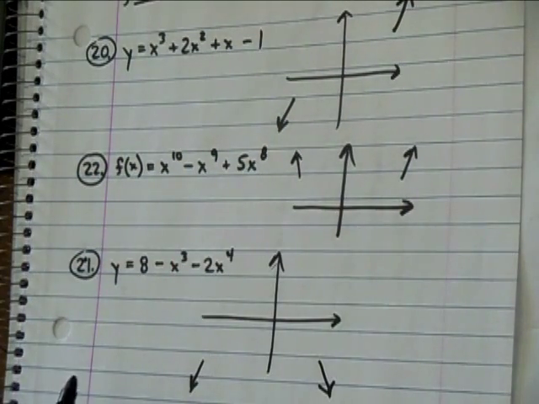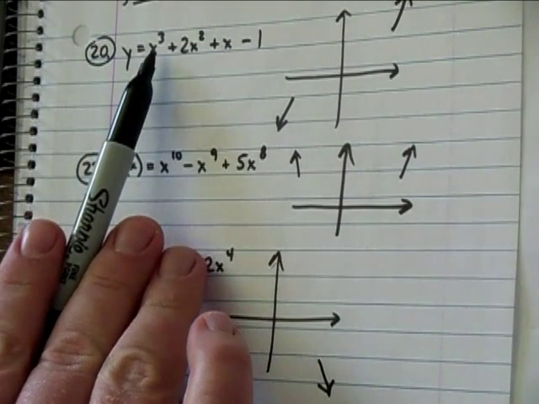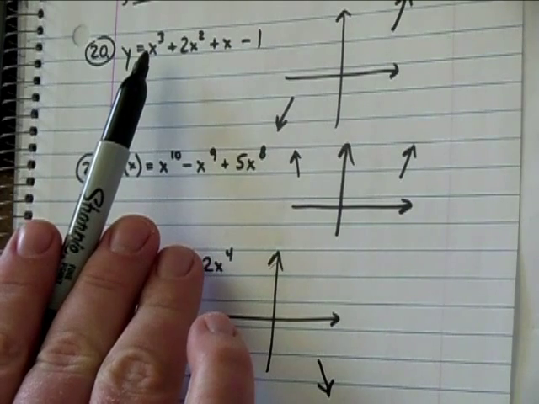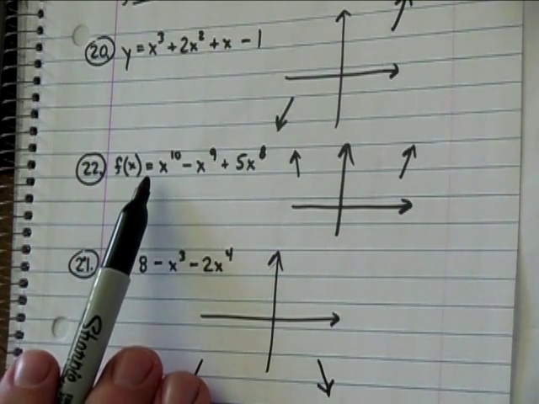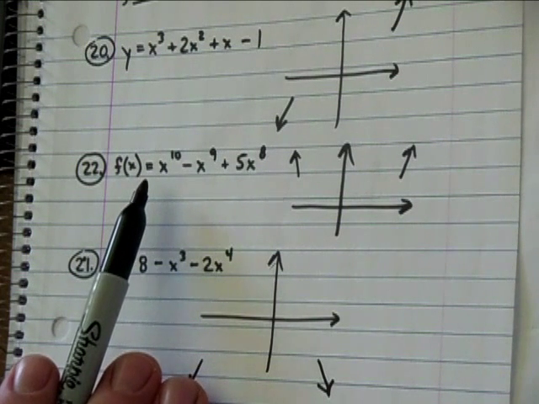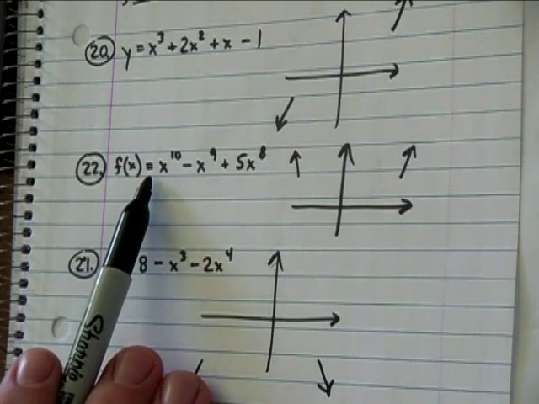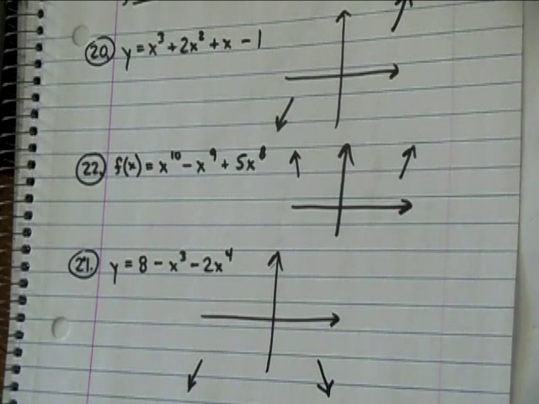So all you need to look at with polynomials to determine their end behavior is the degree of the polynomial, whether it's even or odd, and then also what's called the leading coefficient, or in other words, the number in front of the highest power of the variable, whether that is positive or negative.